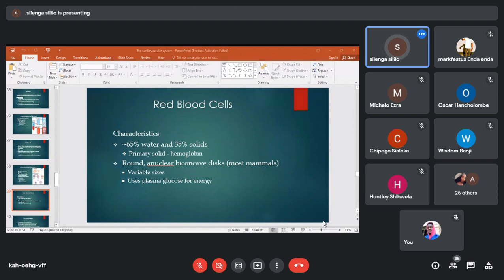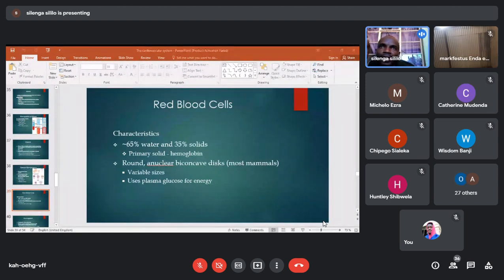Biconcave disc. Now, the biconcave disc shape gives red blood cells two advantages. One is to increase the surface area for oxygen and carbon dioxide exchange, the issue of diffusion. Two is to allow it to change shape. Red blood cells are able to twist because they are biconcave.